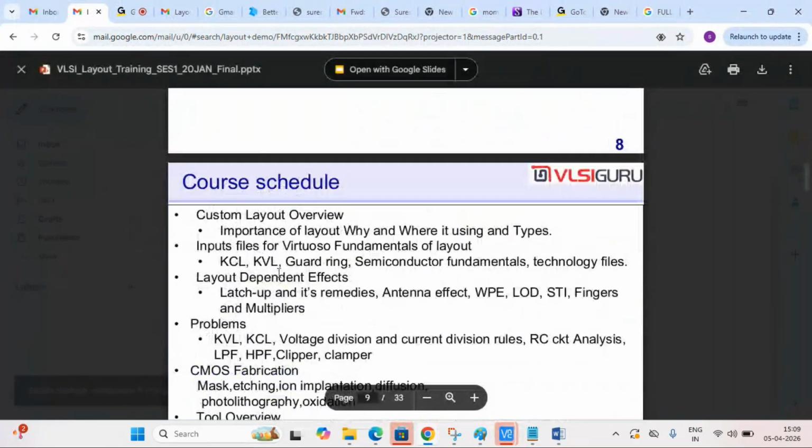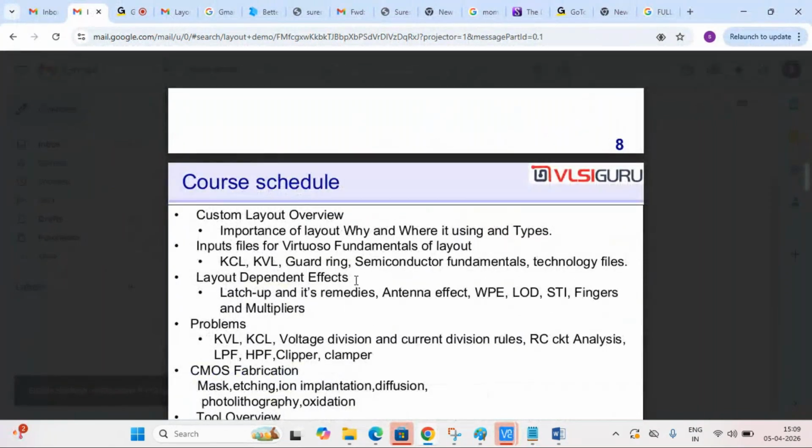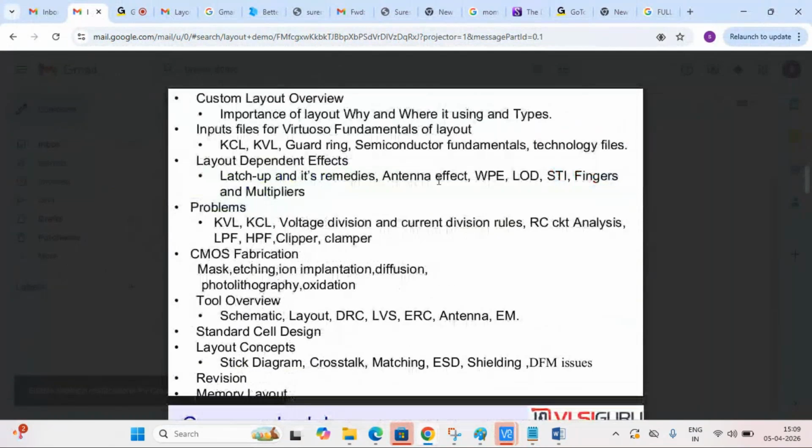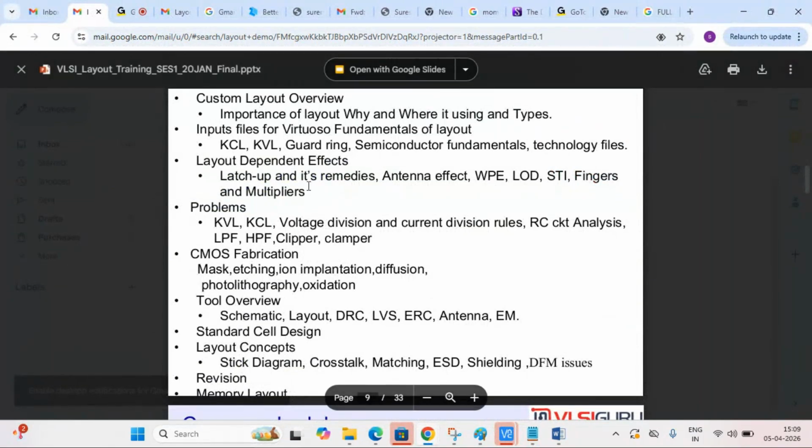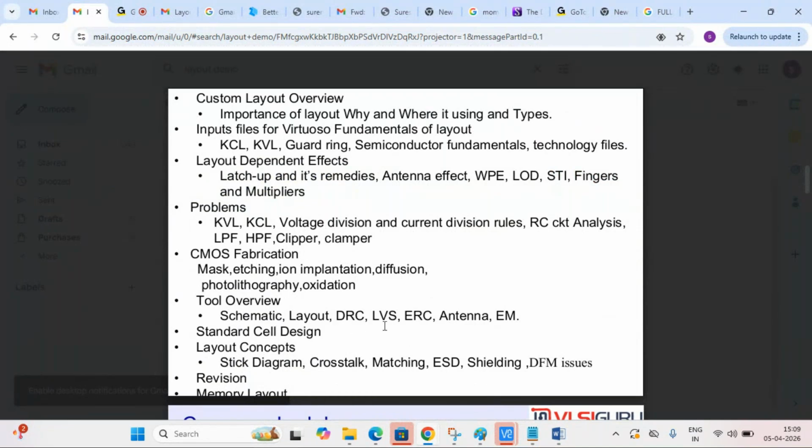So in the basics will be some KCL, KVL. So you might have done BTech, you have studied some basic resistance calculation and some layout dependency effects: antenna, well proximity, length of diffusion, shallow trench isolation. So these are the new concepts: layout dependency effects, some CMOS fabrication, and schematic layout. So layout, what will we do.